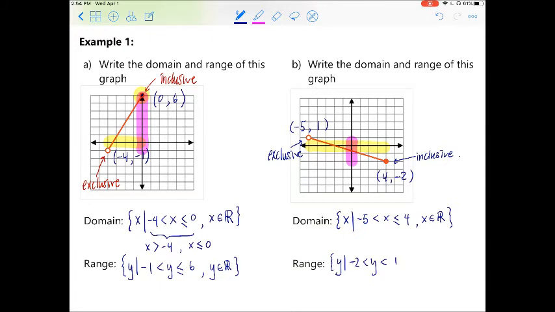Notice that it's inclusive at y equal to -2. Don't forget, y is an element of all real numbers. So that's it.